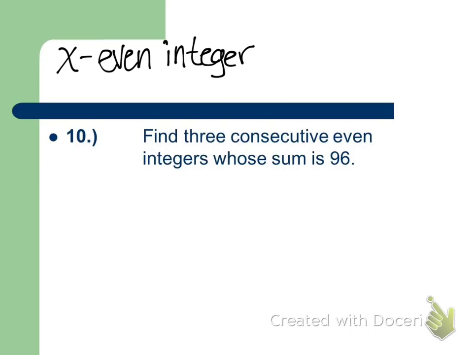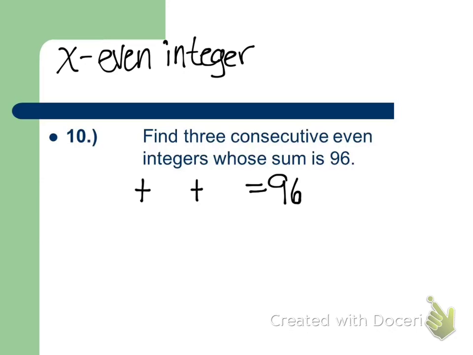X is going to be an even integer. Find 3 consecutive even integers whose sum is 96. The word sum means I'm doing what? Adding. So I'm adding 3 numbers together to get 96. So I'll leave a space for my first number, my second number, my third number. When I add them together, I should get 96.